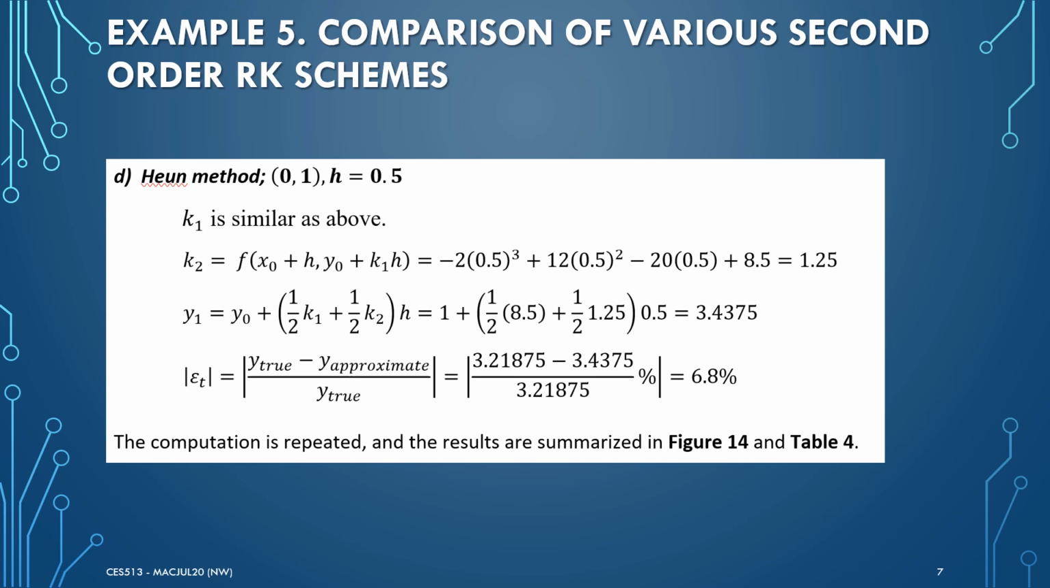And the last method, which is Heun's method, the y1 obtained is 3.4375 with a true error of 6.8%, which is the highest among the three methods. Then the computation is repeated and the result will be summarized in the next figure and table.